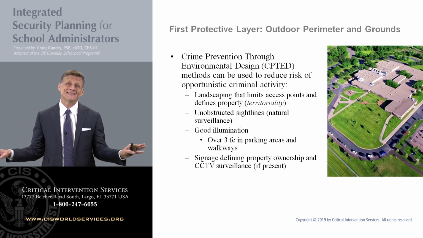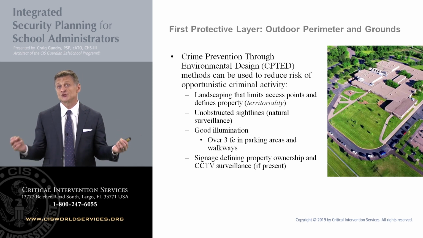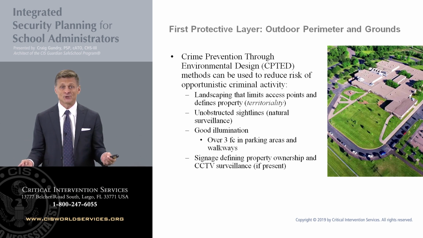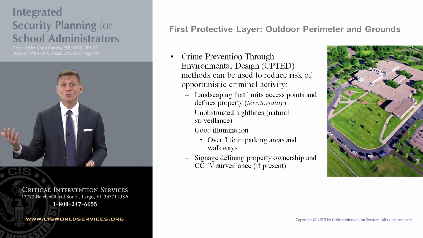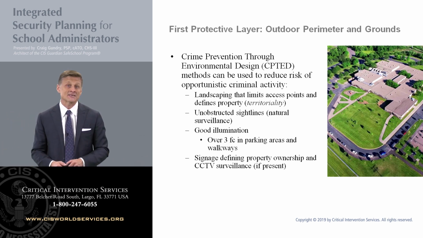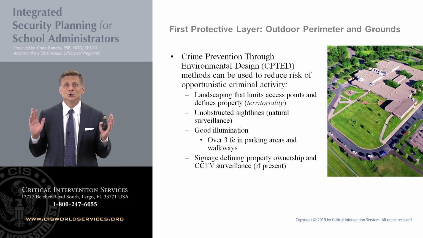Having unobstructed sight lines, what's called natural surveillance, permitting people to easily see if somebody is at a place where somebody's engaging in some type of criminal activity, like stealing a car or perhaps laying in wait for the purposes of attacking somebody passing down a walkway. Good illumination.